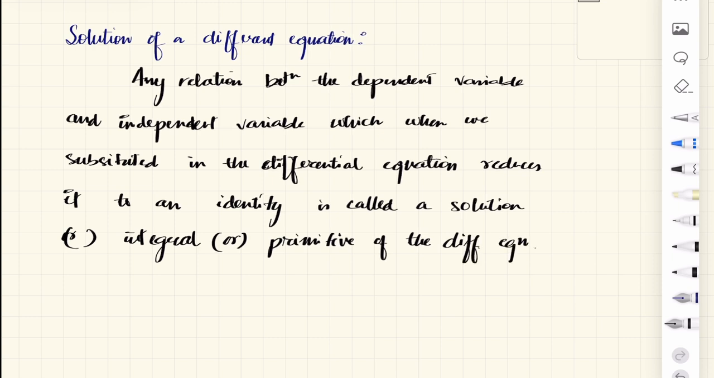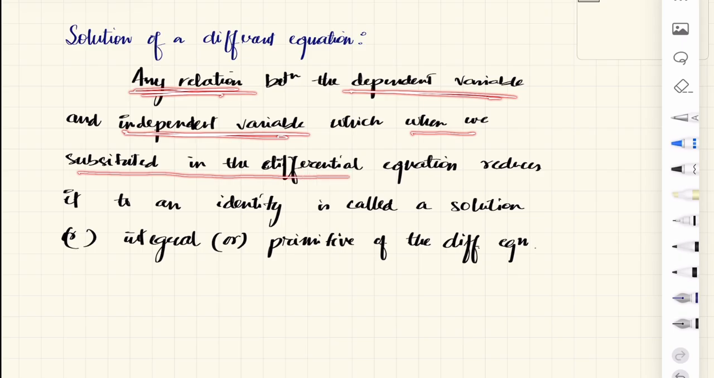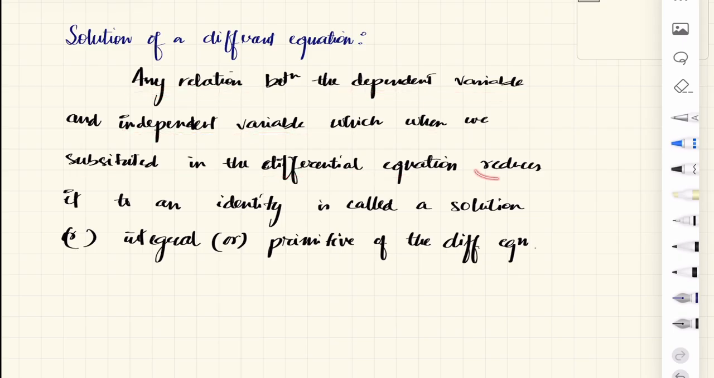Understand? So let's see the definition again. What is the solution of a differential equation? Any relation between the dependent variable and the independent variable, which when substituted in the differential equation reduces it to an identity, is called a solution, or maybe integral, or maybe primitive of the differential equation.